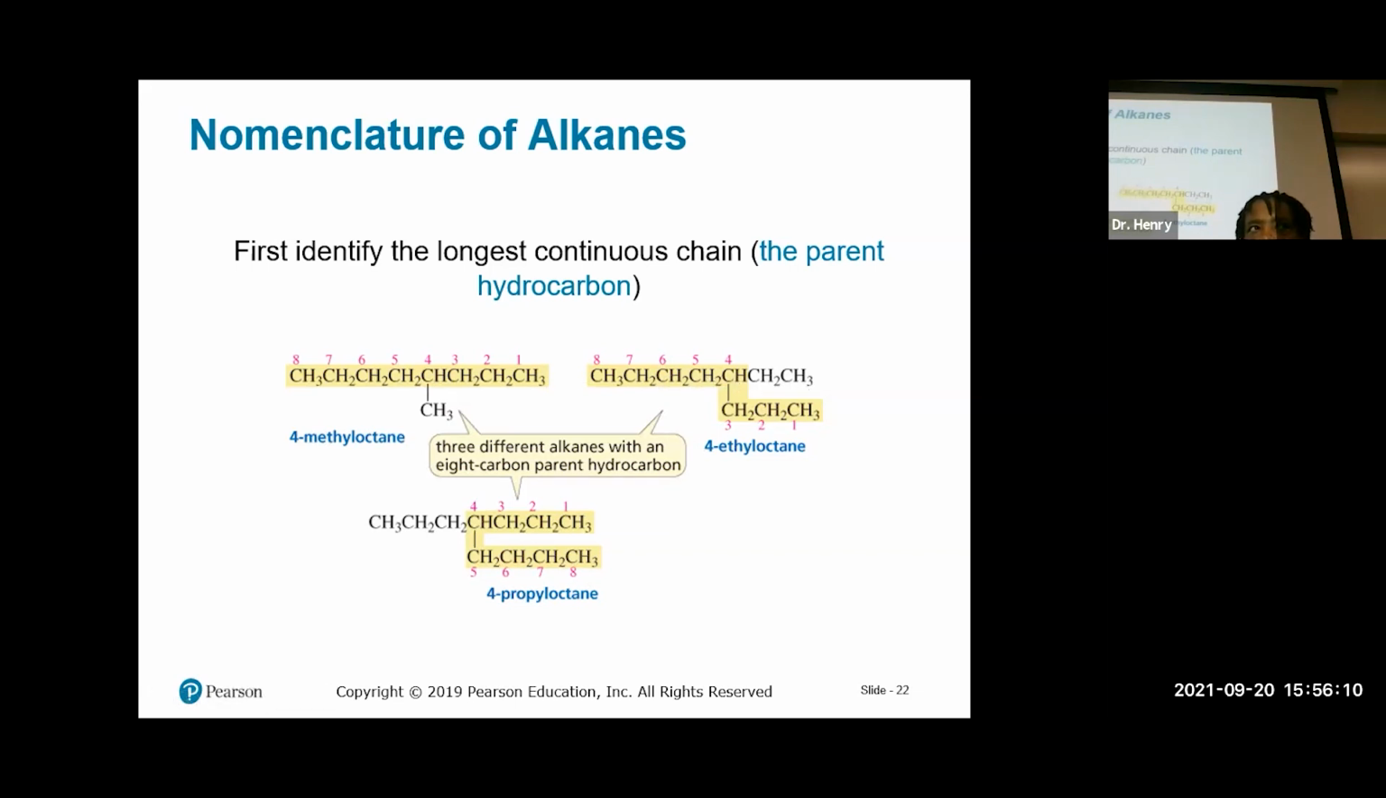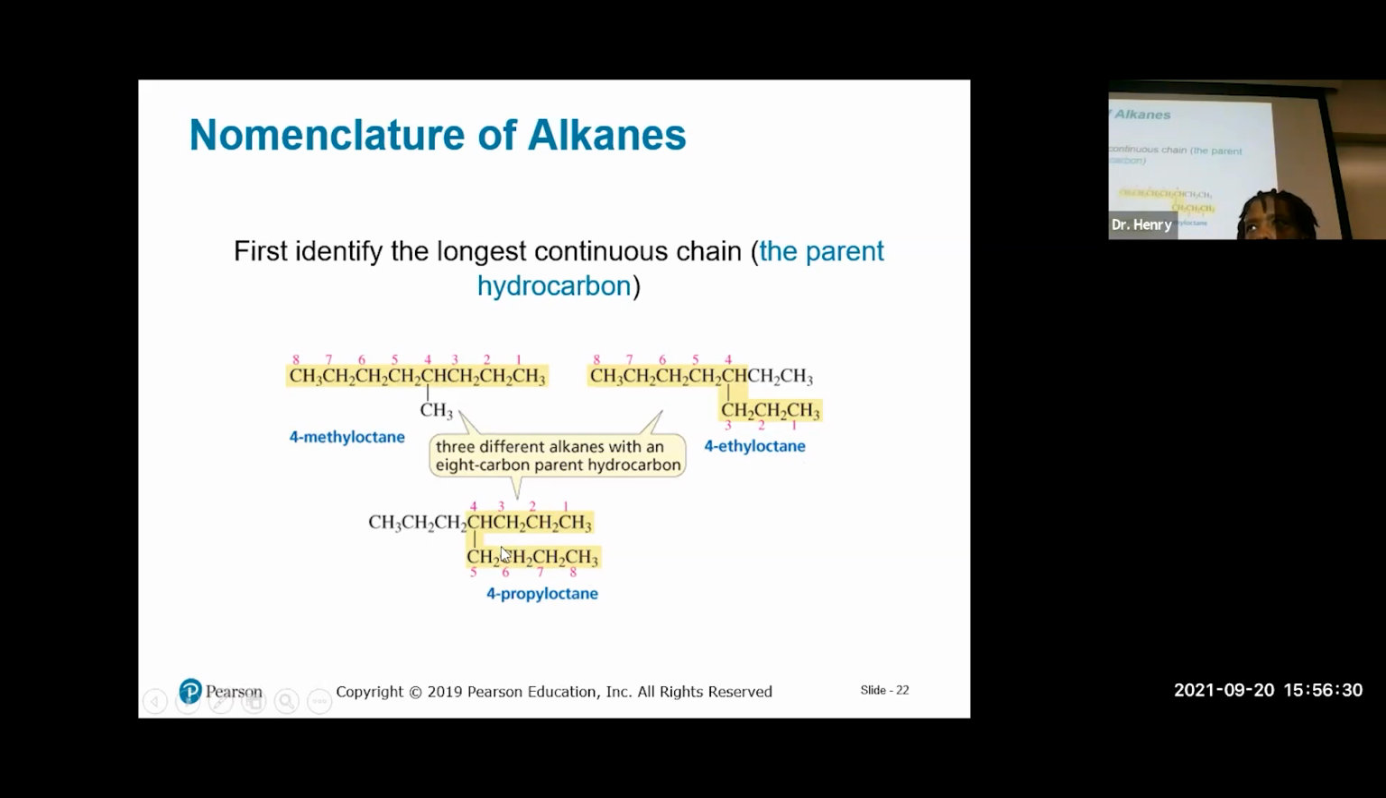The longest chain. Okay. So this guy, again, lowest number, 1, 2, 3, 4. If I went the other way, it's going to be 5. So this guy would be off the fourth carbon chain. So then it's 2 carbons, right? So that's ethyl, 4-ethyloctane.